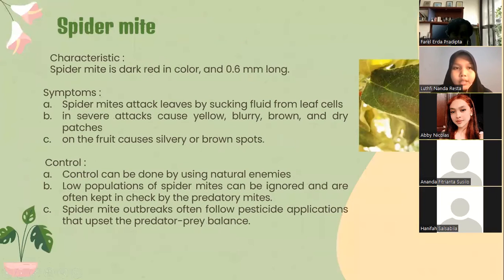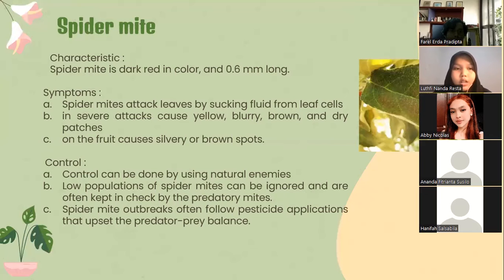Next is spider mite. Characteristic: spider mite is dark red in color and 0.6 millimeter long. Symptoms: spider mites attack leaves by sucking fluid from leaf cells. In severe attacks, they cause yellow, blurry, brown, and dry patches. And then on the fruit they cause silvery or brown spots.